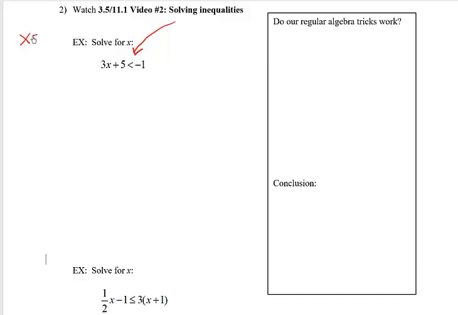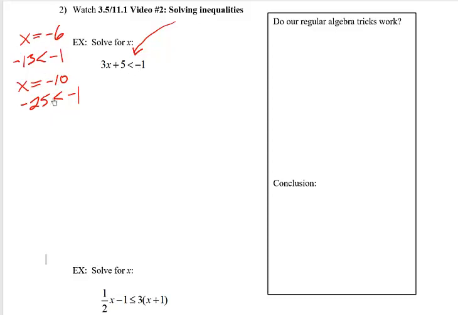For example, what if I picked -6 and plugged that in for x? 3 times -6 is -18. -18 plus 5 is -13, and -13 is certainly lower than -1. So x equals -6 is a solution. What about x equals -10? 3 times -10 is -30, plus 5 is -25. Is that less than -1? Sure, absolutely. So there are lots and lots of x's that could make this true.